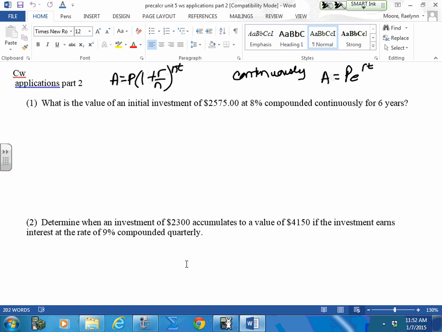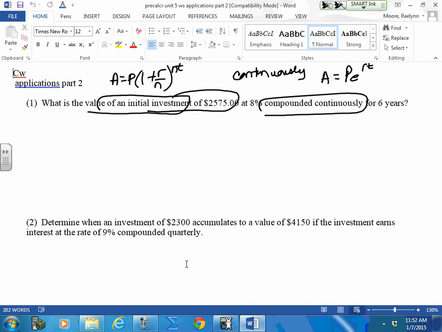Okay, so here's a compound continuously. We want to know the initial value. Look for what you're looking for. We know your initial value. We want to compound this continuously. This is your PERT, for a rate for 6 years. This is your time. So you have all your pieces. Just plug it in. You got to do continuously.